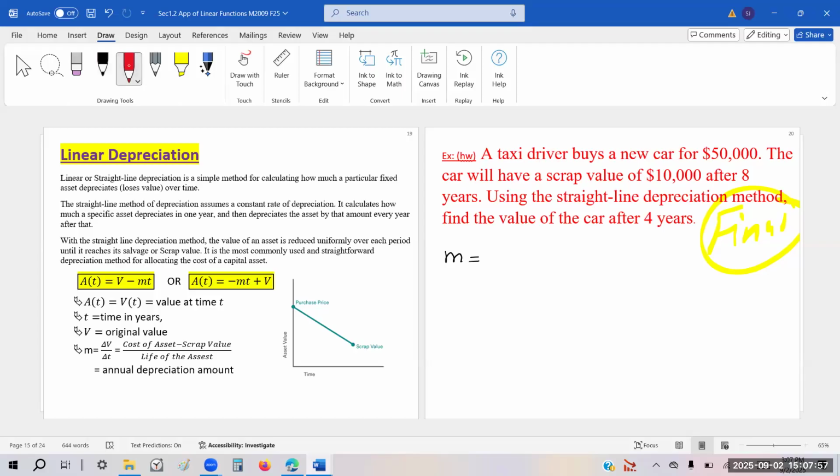So the formula is final minus initial, divided by time. So we know we spent eight years. After 8 years, the car becomes $10,000. And what's the initial price? $50,000. So what do you get here? 10,000 minus 50,000.